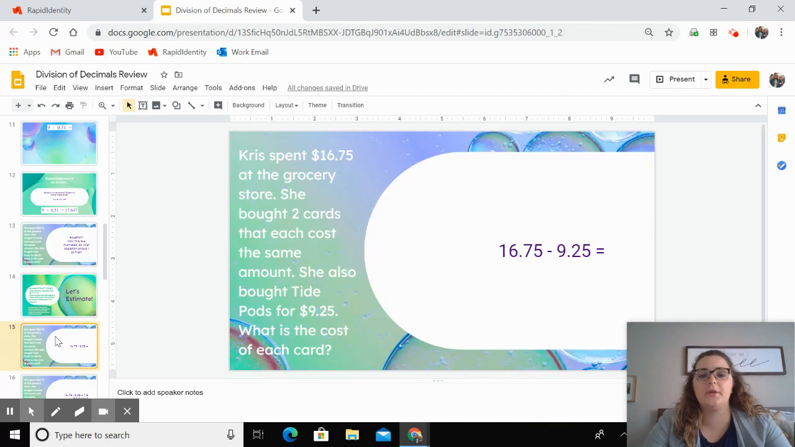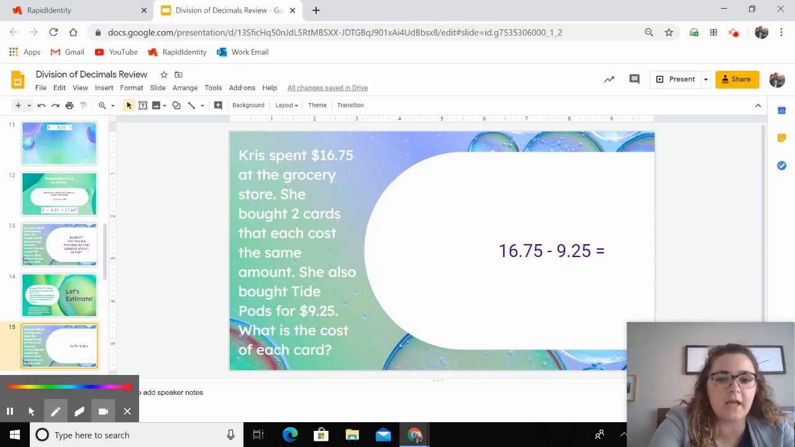All right, so here was my first equation. Remember, the Tide Pod cost $9.25, and I really only wanted to know what the price of one card was, so I needed to get rid of the cost of the Tide Pods to figure out what the cost of both cards were, to then figure out the cost of one card. So I'm going to solve this off to the side with you.